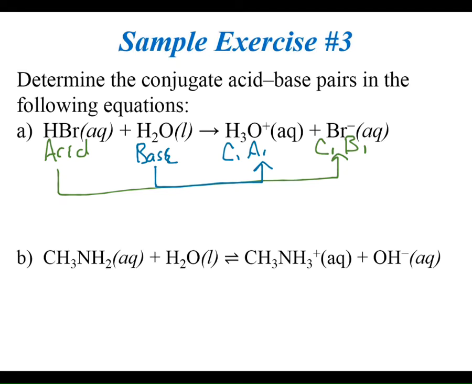Okay, so CH3NH2, that must be connected to CH3NH3+, right? Of course, because those only differ by an H+. So what happened between the left and the right side? It gained an H+. So if it gained an H+, what is it? Base. It is a base. Everybody see that? Which means this must be the conjugate acid.